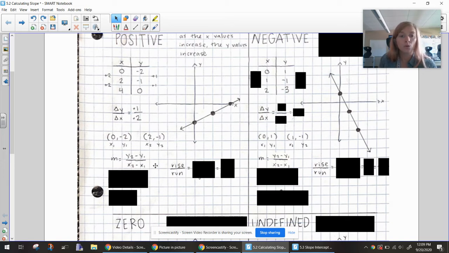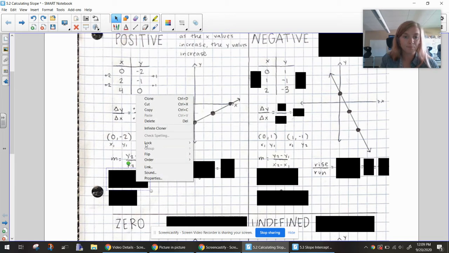Now, what's really cool about this formula is it's actually the same thing we did up here. y2 minus y1 is the change in y. It's how much y changes from the first y coordinate to the second. x2 minus x1 is the change in x. It's how much the x coordinate changes from the first point to the second point. So I'm going to label my points x1, y1 for my first point, x2, y2 for my second point, and I'm going to substitute those values in.